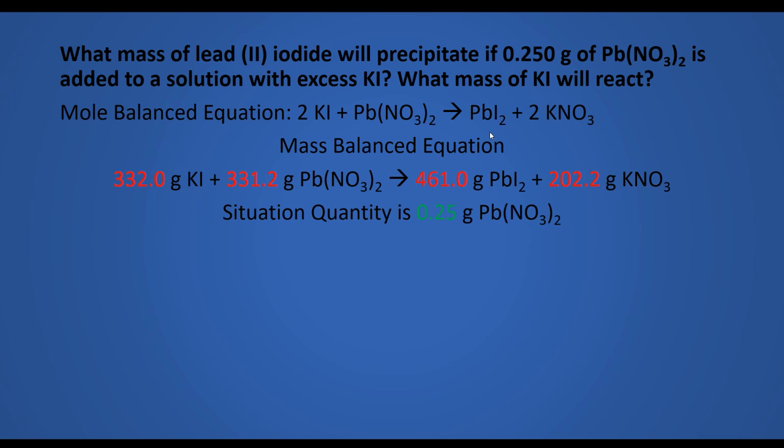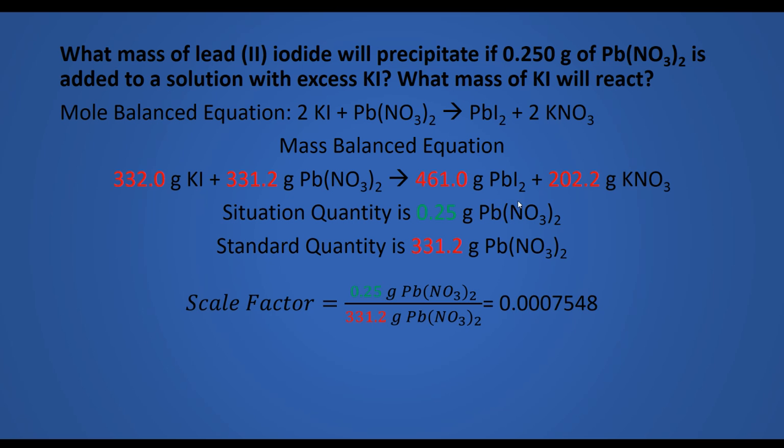Our situation quantity is 0.25 grams of lead nitrate. The standard amount is 331.2. Our scale factor will be the situation over standard, and the lead nitrate units will cancel with each other to give us a scale factor of 0.0007548. And then I'm going to look at the question. It says, what mass of lead iodide will precipitate? Okay, so I will just apply this to the lead iodide, and we're there.